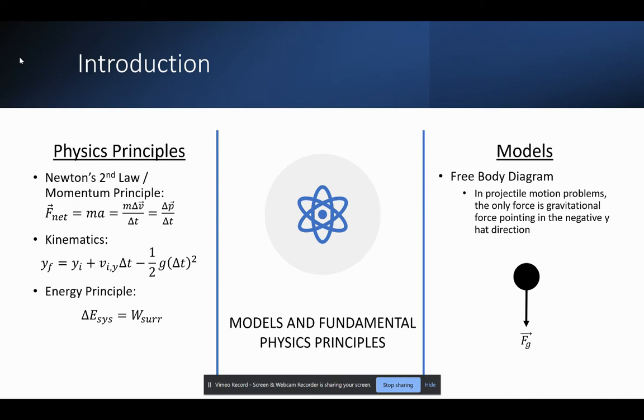An intermediate step for finding Tarzan's optimal launch angle will be determining his velocity at certain points in his swing, which will be done using the energy principle. Delta E system equals work done by surroundings. Furthermore, the forces exerted on the mass can be modeled using a free body diagram. However, in this case, the only force acting on the mass, Tarzan, while he is in the air, is gravity.